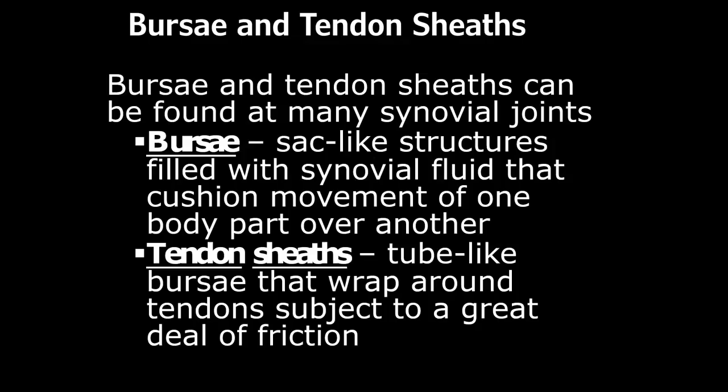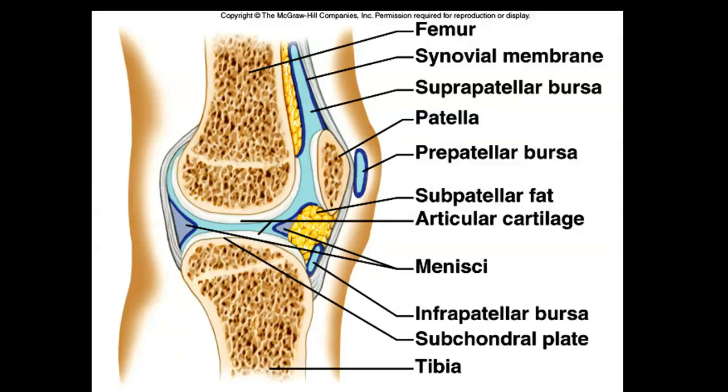Tendon sheaths are going to be kind of like tube-like bursae. They're going to wrap around tendons that are subject to a great deal of friction. So looking here, this is going to be in the leg. You see the patella, which is your kneecap in the front. Of course, you see the femur, which is the thigh bone. You see the tibia, which is the shin bone.